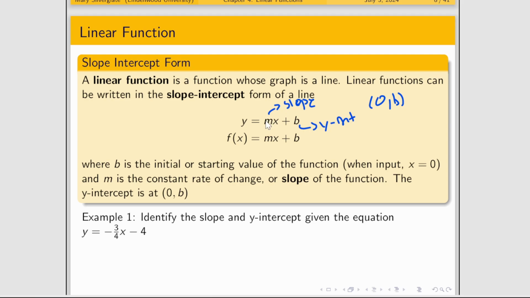And then this m, this slope, tells us how much we're going to be going rise over run each time. How much our y's change as x changes. If you see f of x notation instead, remember y and f of x are just different notations for the same idea. Either way, we're talking about an output. So if I give you an equation already in slope-intercept form, go ahead and pause your video real quick to make sure that you can identify who is the slope and who is the intercept. Our slope in this case is negative 3/4, and our y-intercept is at 0, negative 4. Because again, if I plugged in 0 for x, I'd be left with y equals negative 4.